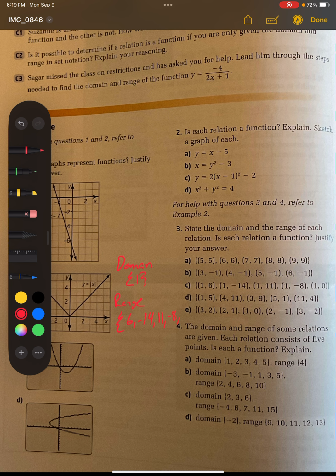Okay, let's see. We are looking now at D. 1 points to 5. Do I have another 1 anywhere else? No, I don't. Do I have another 4 anywhere else pointing to anything other than 11? No. Do I have a 3 pointing to anything else? No, I don't. Do I have a 5 pointing to anything else? No. And an 11 pointing to anything else? So this is a function. Every x value points to a unique y value.